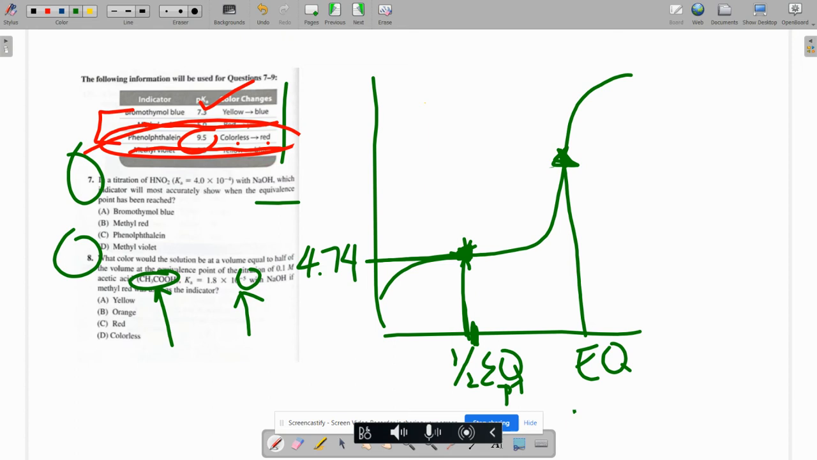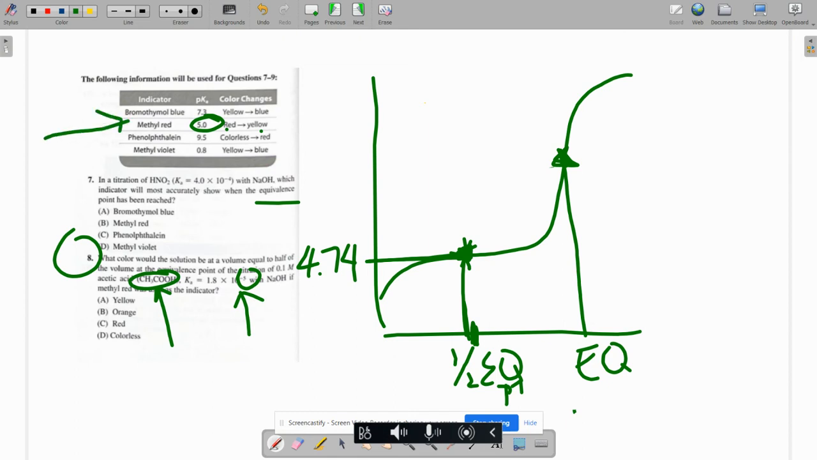So what color is methyl red going to be? Let's go up and look at methyl red. Methyl red is red in its acid form, yellow in its base form, and its pKa is 5. That's when it changes color. So at a pH of 5, methyl red is going to be an equal mixture of the red and yellow forms, so it's going to be orange.